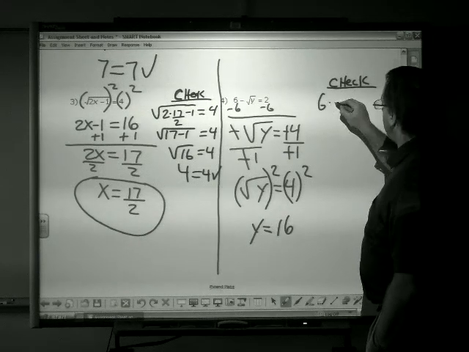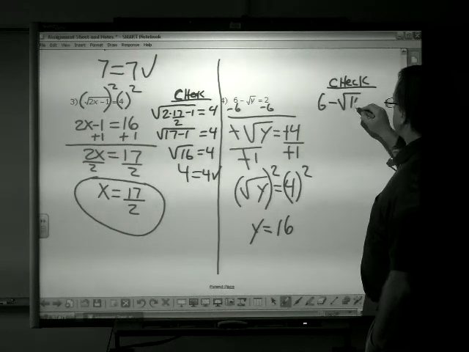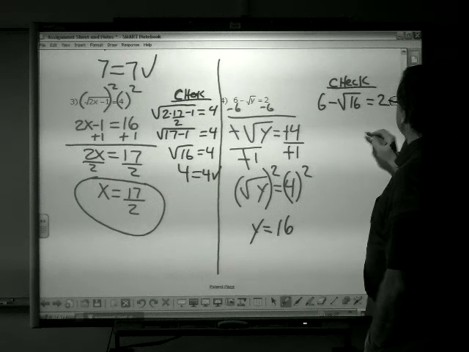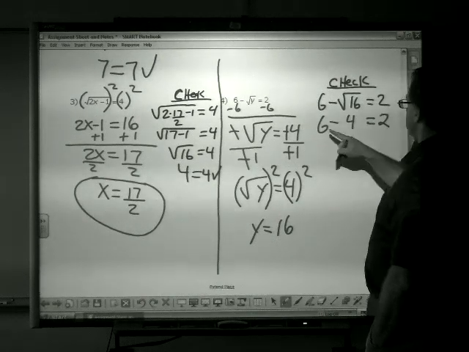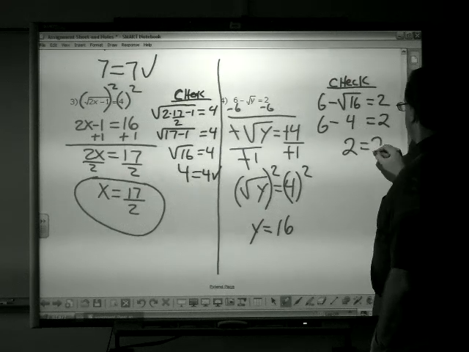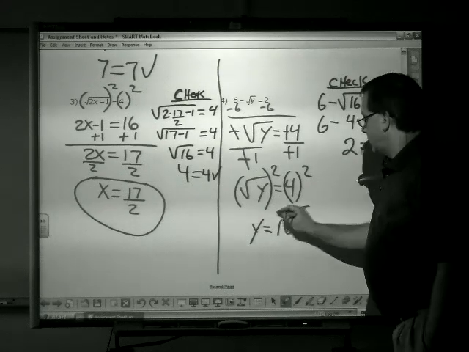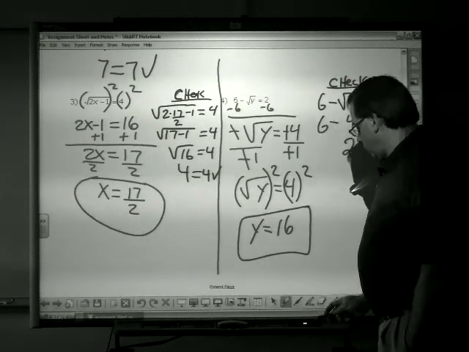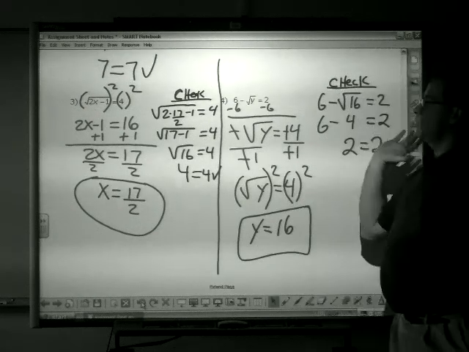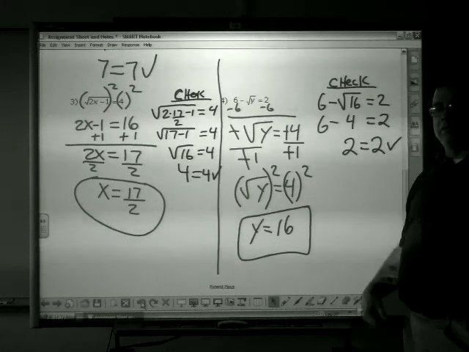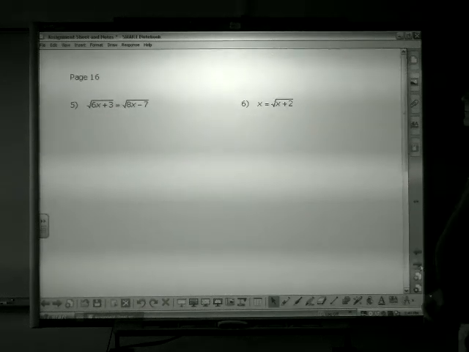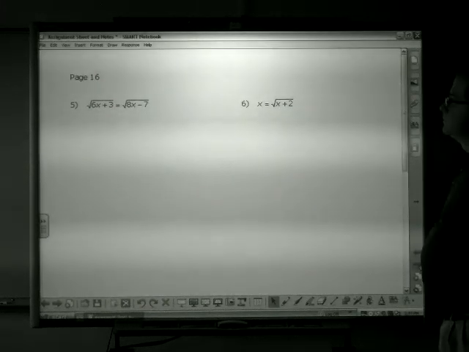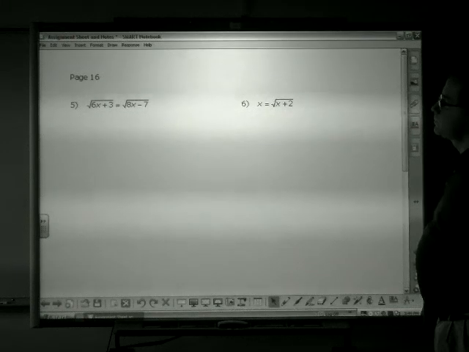6 minus the square root of 16 equals 2. 6 minus the square root of 16 is 4. 6 minus 4 is 2. 2 equals 2. That's a check. That's a good answer. I know what you're thinking. Do they all check? Not all of them. So we always have to do the check. Okay? Let's take a look at the next one.